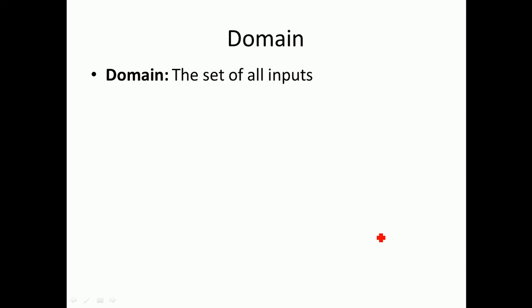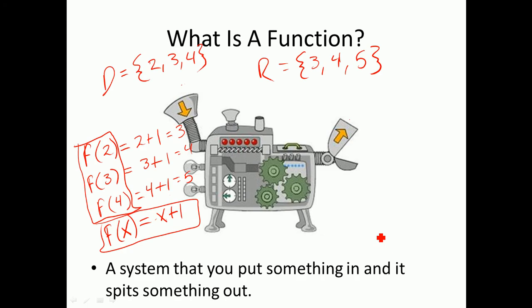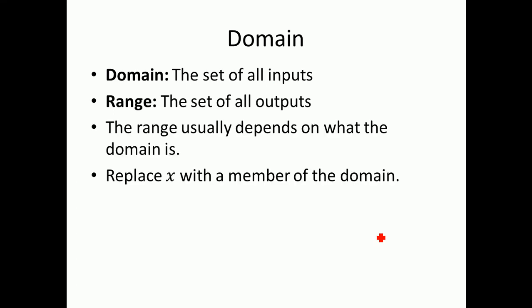All right, so notice here, if we work backwards from this function right here, wherever you see an x, you're just going to put whatever number from your domain. So if we started at f of x equals x plus 1, we put 4 in, we change this to a 4. We put 3 in, we change this to a 3. We take 2, we change that to a 2. So that's what I mean when I say replace x with a member from the domain.